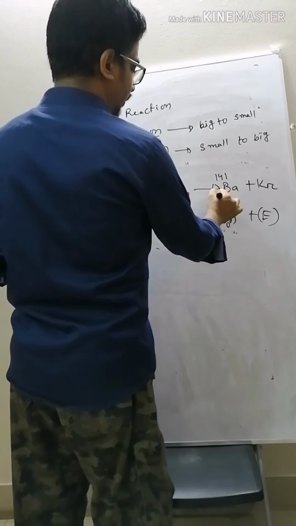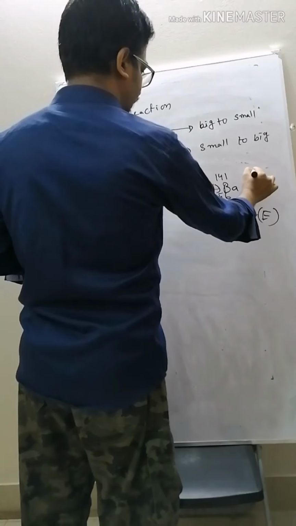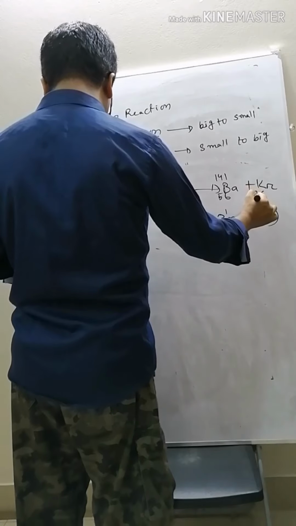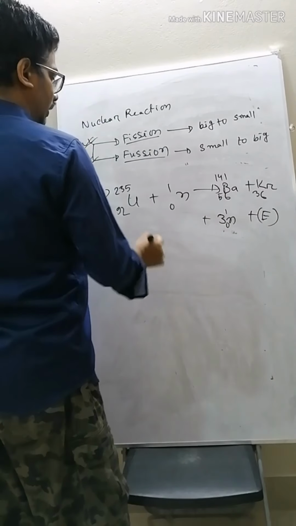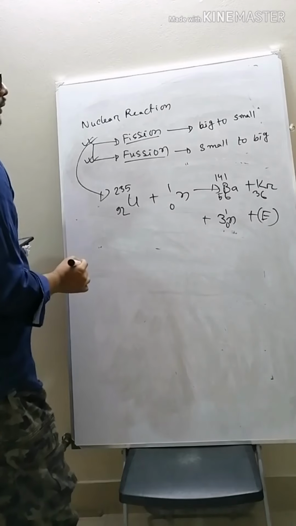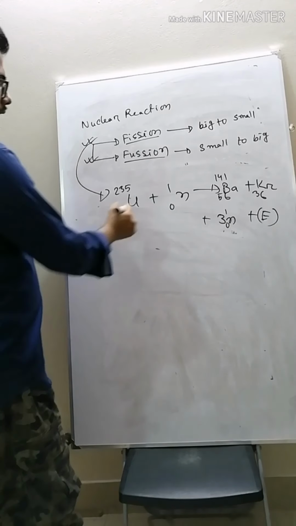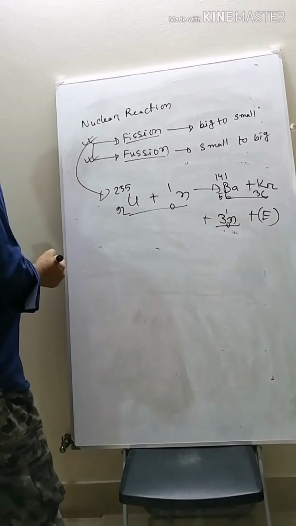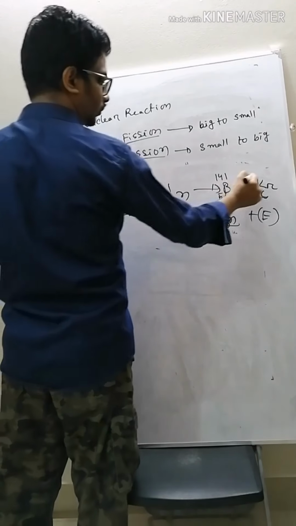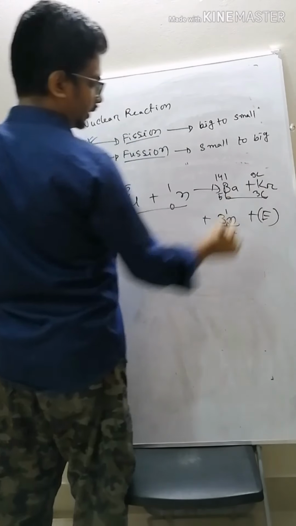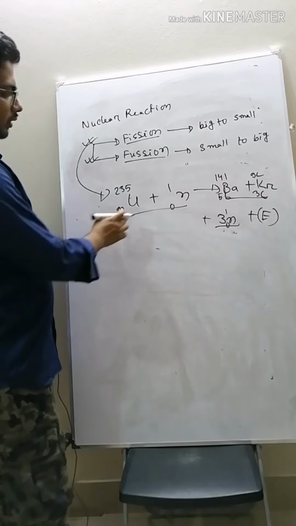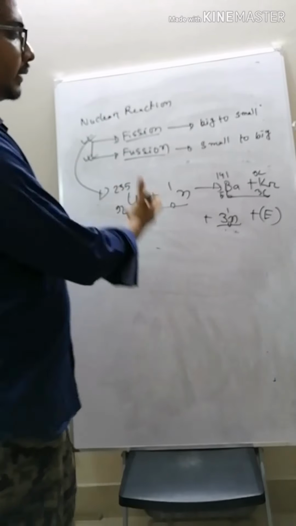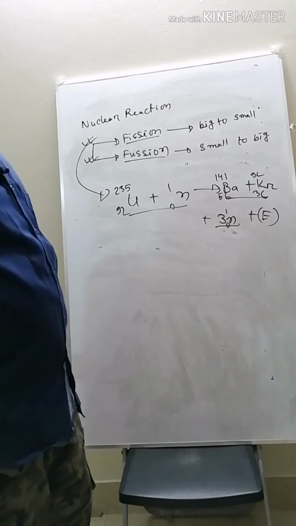The numbers are 56, 92 and 36. Okay, if we want to memorize it, we have to know a rule: an be kere 3n. If we memorize this, then it will be 92. Okay, an be kere 3n. By this we can memorize this reaction.